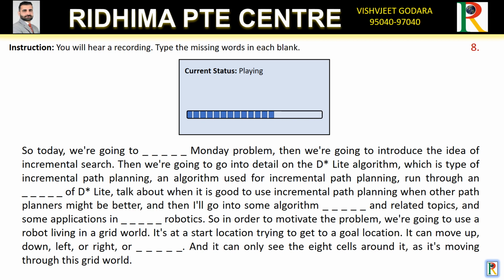So in order to motivate the problem, we're going to use a robot living in a grid world. It's at a start location, trying to get to a goal location. It can move up, down, left, or right, or diagonally, and it can only see the 8 cells around it as it's moving through this grid world.